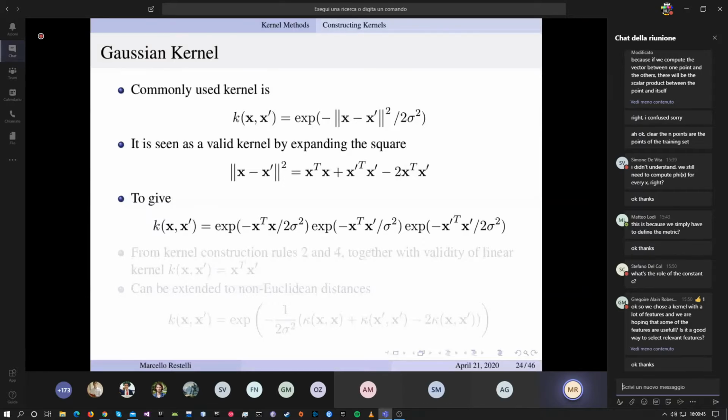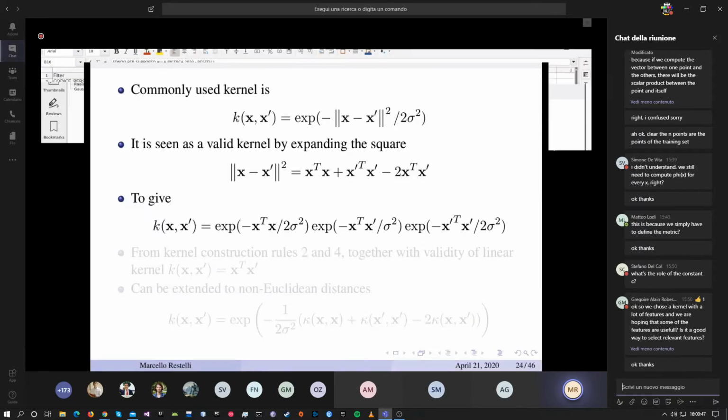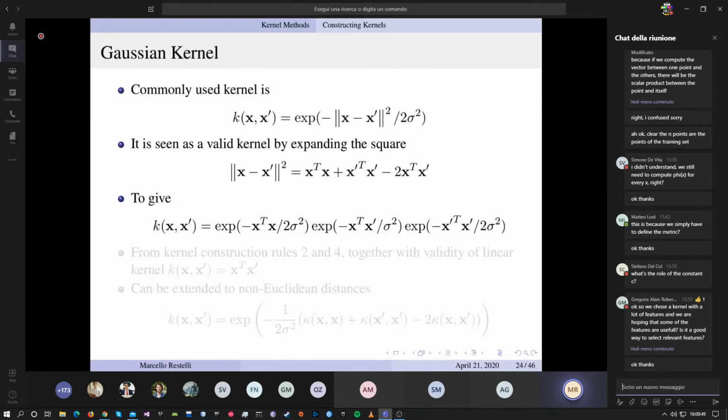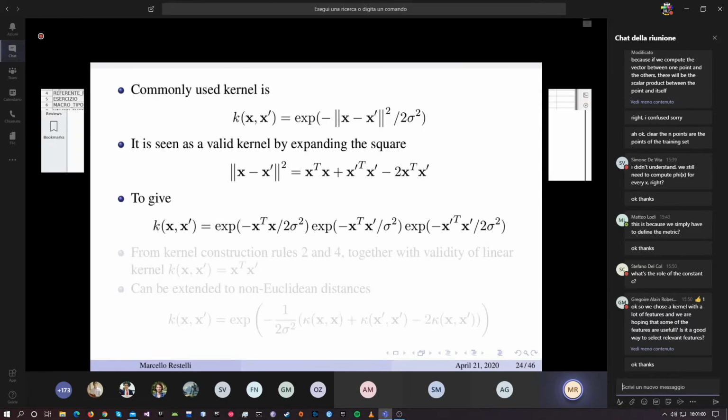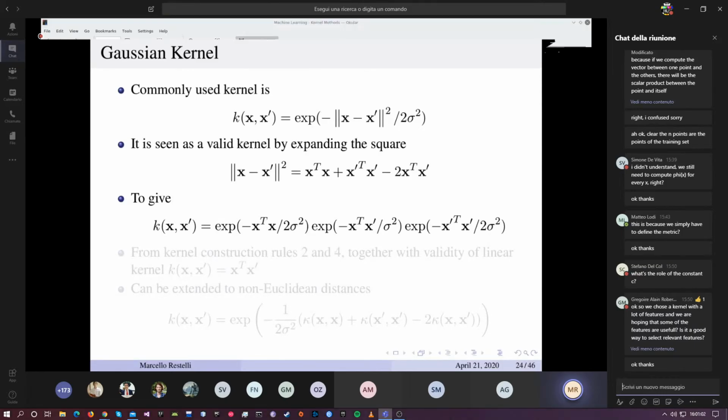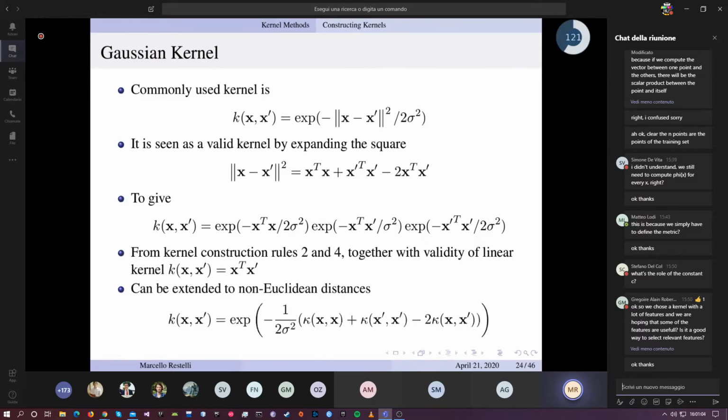So now the product of a linear kernel by a constant is still valid. The sum of valid kernels is still a valid kernel. And then we know that also the exponential of a valid kernel is a valid kernel. By applying all these things, we can start from a linear kernel, and we can prove that we can achieve the Gaussian kernel.